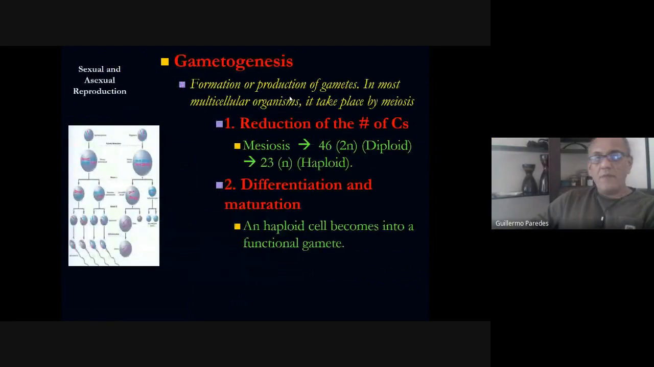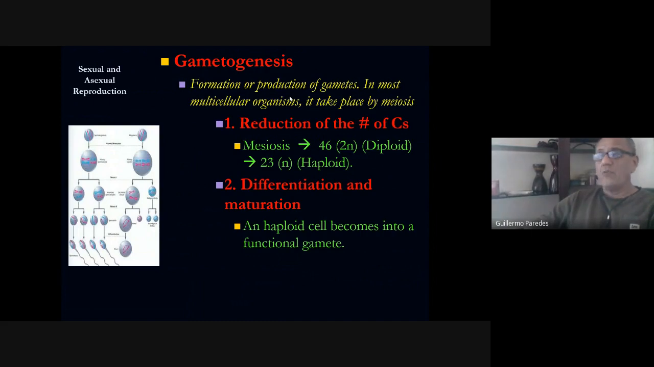All right, so here we have gametogenesis. That is all news, right? You already know what gametogenesis is. From mother cells that are diploid, we are going to get four cells, but haploid, each of those cells. Okay?